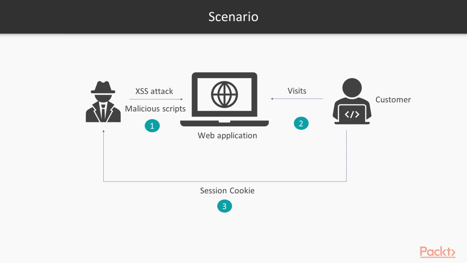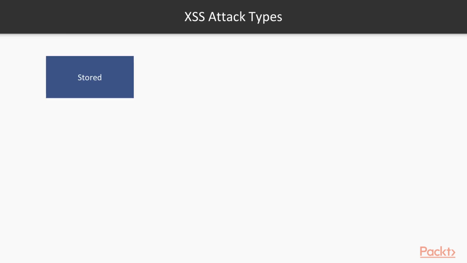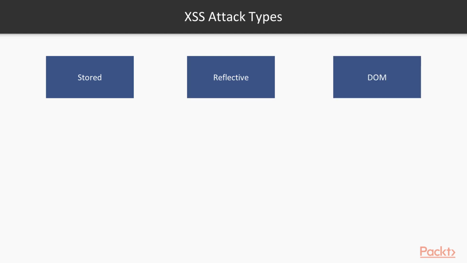Now if we talk about the cross-site scripting attack types, so there are three types of XSS attack. The first is stored, second is reflective, and third is DOM based attack. So these three are the types of XSS attack.